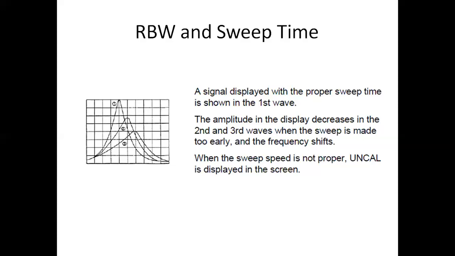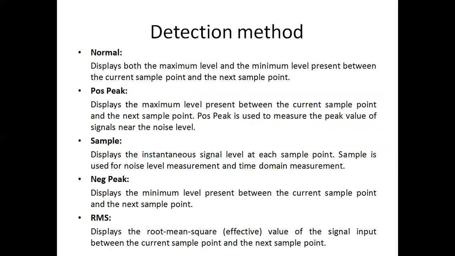In the second and third waves, the amplitude of the display decreases. The reason is the sweep is made too early and the frequency shifts. So having a proper sweep time is an important characteristic of a spectrum analyzer. Sweep speed will determine the quality of the output signal.